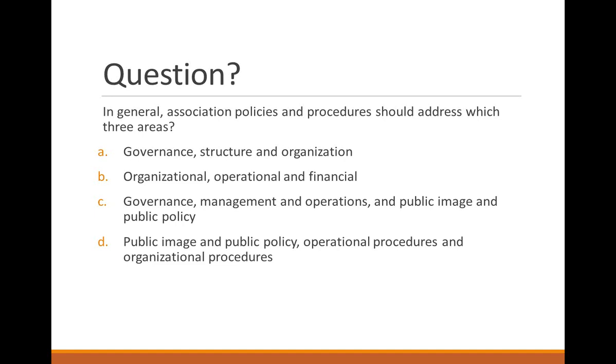Okay, next question. In general, association policies and procedures should address which three areas? Any guesses on this one? This was covered in one of the first slides. Tanaka, yes, you said C. And yes, the correct answer is C. Governance, management operations, and public image and public policy.